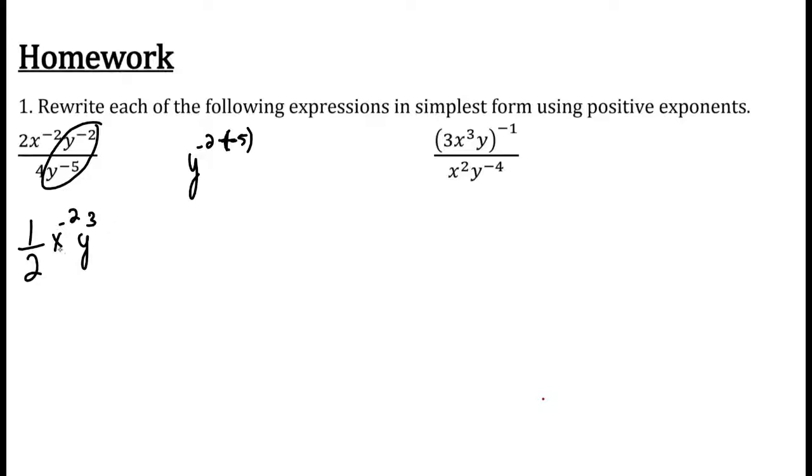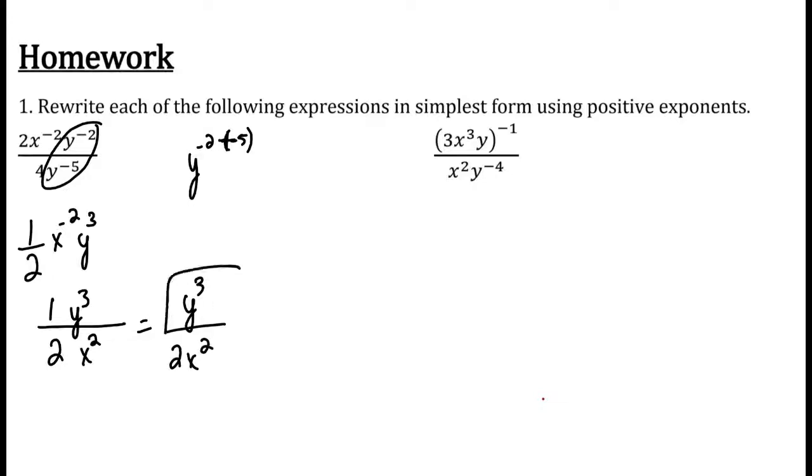So how do I deal with x to the negative 2? When I have just a negative exponent, that lets me take it and throw it in the denominator. I take the reciprocal of that. So what's the reciprocal of x squared? Well, that's going to be 1 over x squared. I've got a y cubed up top. So maybe you wrote y cubed over 2x squared as your answer.